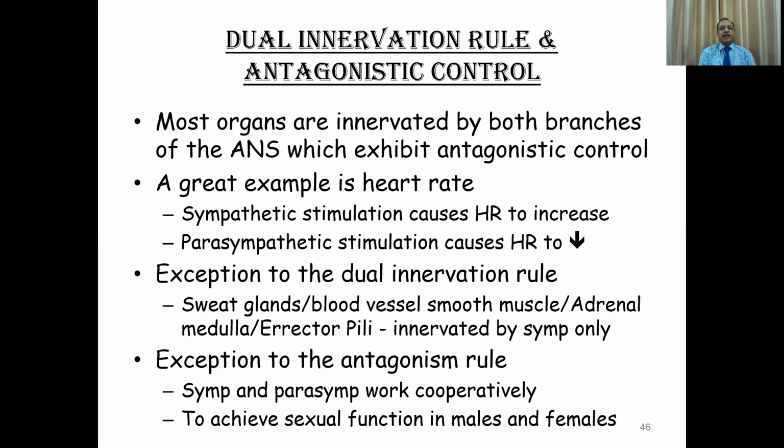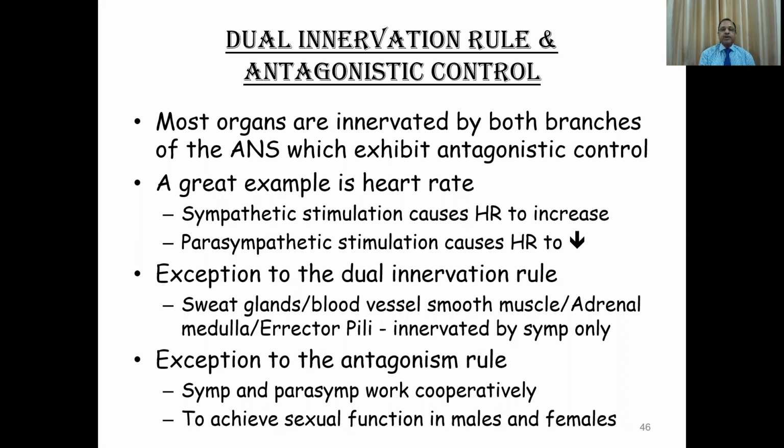Now here is a concept of dual innervation rule and antagonistic control. I said in the beginning that both the systems are complementary. Their function is integrated. Most of the organs are indeed innervated by both the branches of autonomic nervous system and have antagonistic effect. For example, heart rate. The sympathetic stimulation causes heart rate to increase, but the parasympathetic stimulation causes the heart rate to decrease.